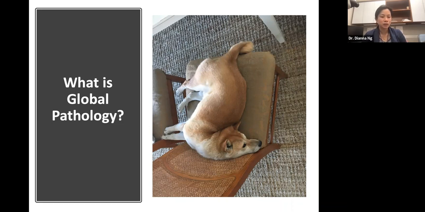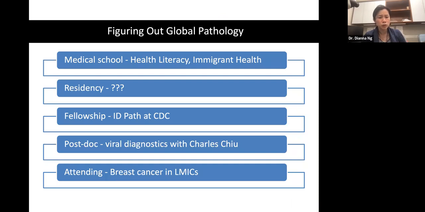So when I first started medical school, I initially got into the global health field really through health literacy and immigrant health. I was really passionate about working with indigent populations and also immigrant populations and trying to increase their access to healthcare. In residency, for some reason, I decided to go into pathology, even though in medical school, I was pretty sure I was going to go into emergency medicine up until the last 2 or 3 months of my third year.